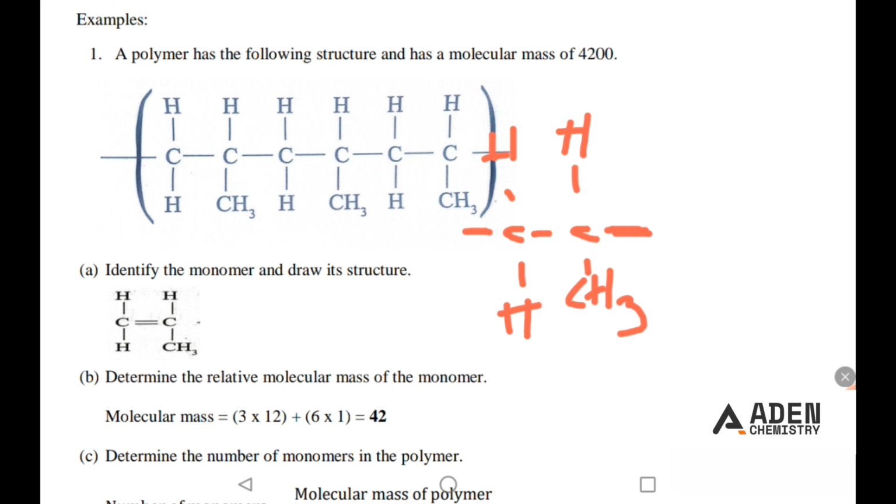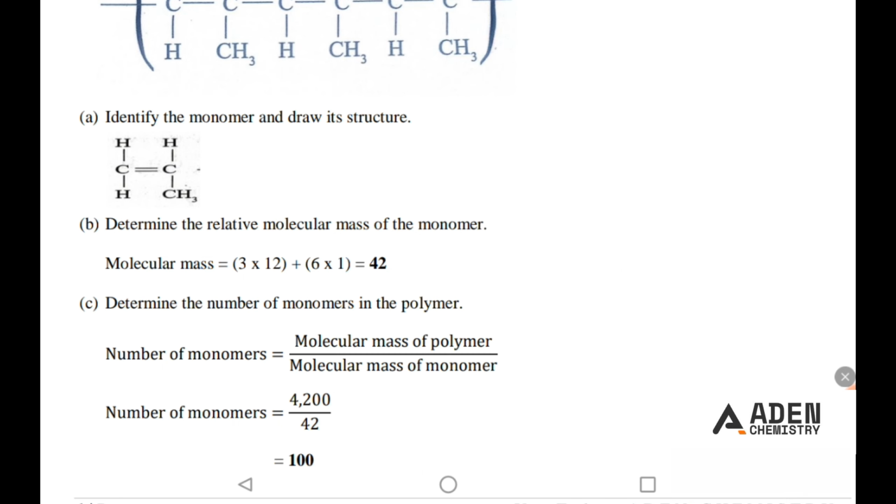So I proceed to part C. In part C, we are told to determine the number of monomers in the polymer. Then we have a formula. If you want to get the number of monomers, the formula is to take the molecular mass of the polymer and divide by the molecular mass of the monomer.